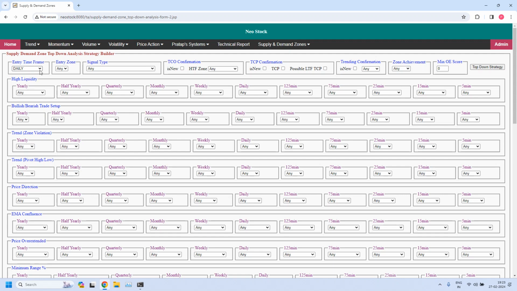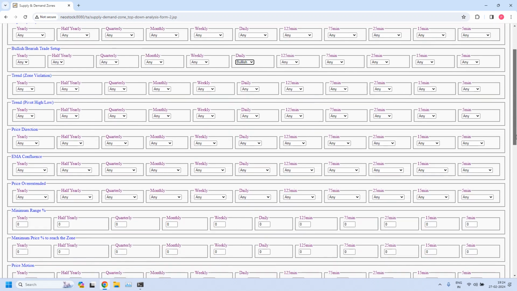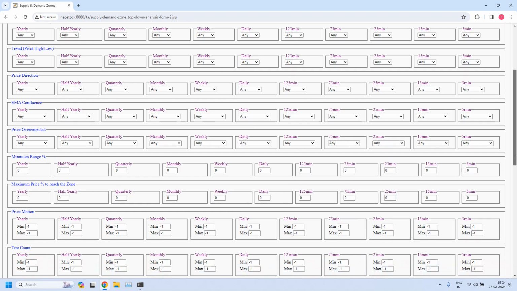In monthly income trade, LTF zone is daily, so that means entry time frame is daily. Because it is bullish trade setup, our entry zone should be demand zone. And in bullish or bearish trade setup parameter at a daily time frame, let us set the value bullish. Because at present market is near all-time high, majority of the stocks are currently supporting bullish trade setup. But we will avoid a few unwanted zones based on certain conditions.